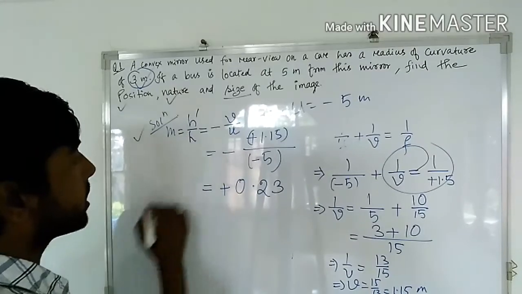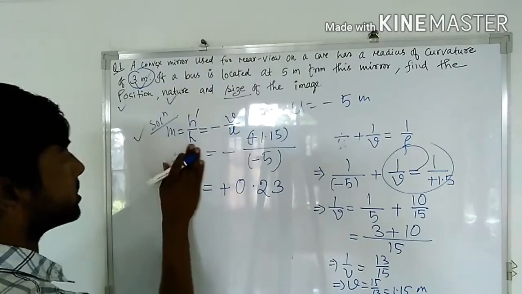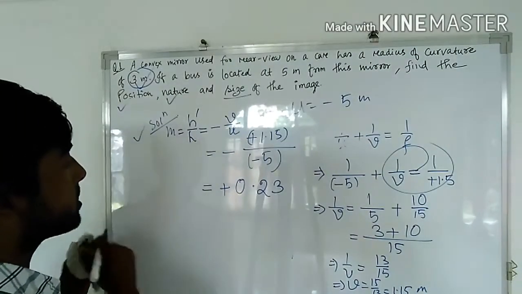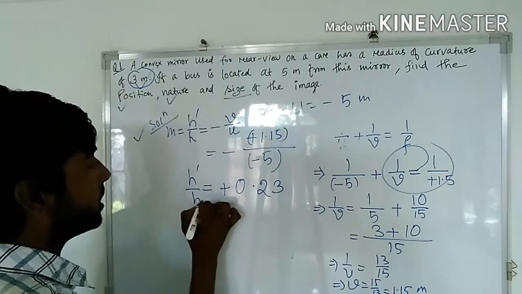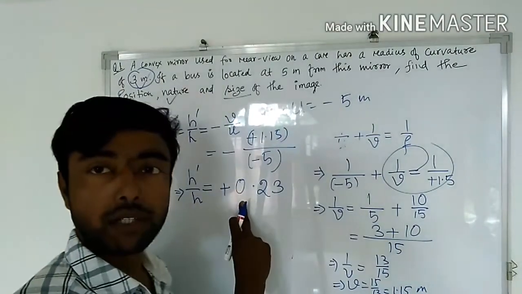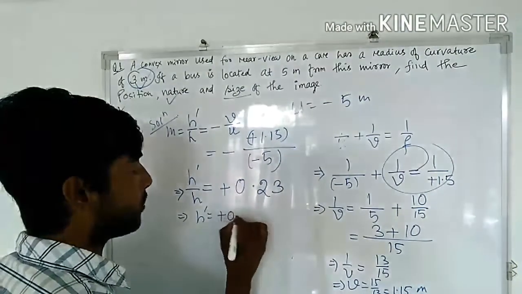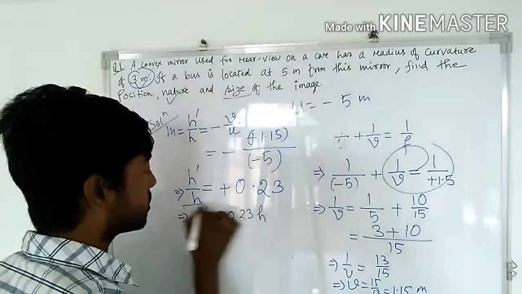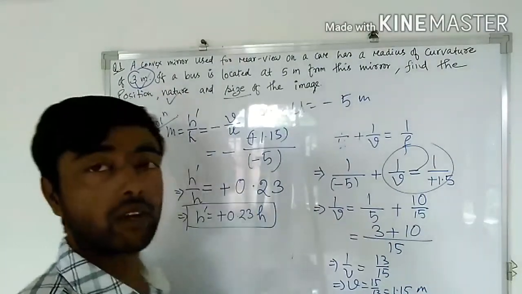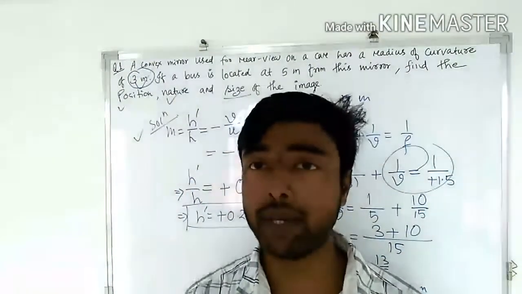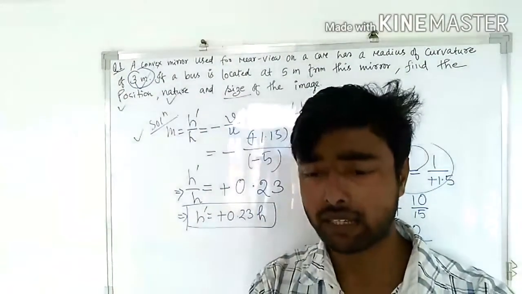That means M is equal to H dash divided by H. Can I say that? H dash by H is equal to 0.23. So from there, H dash will be plus 0.23 H.